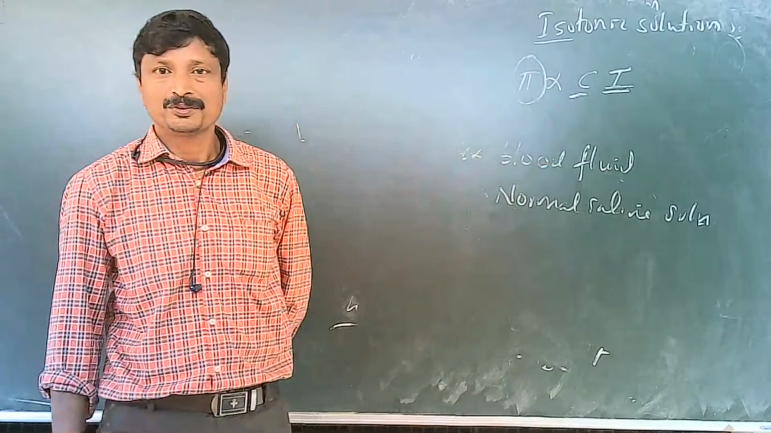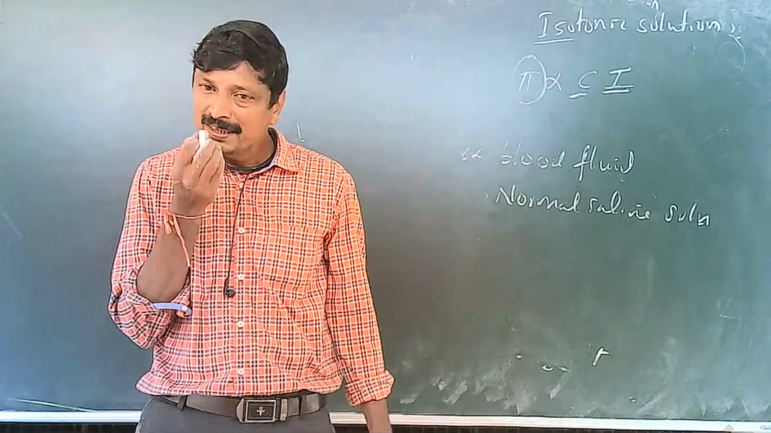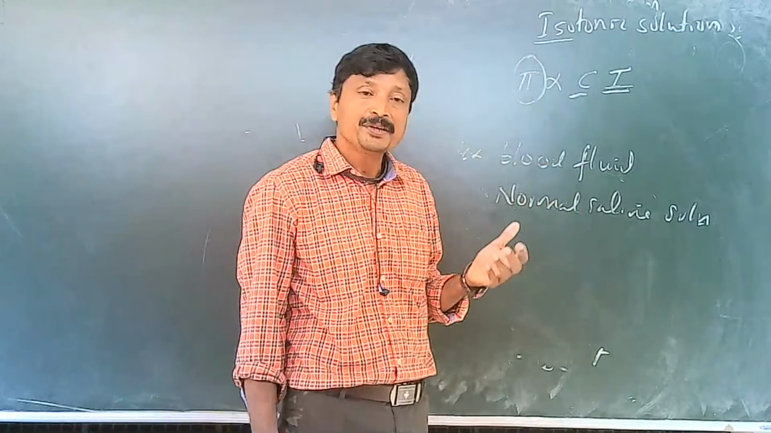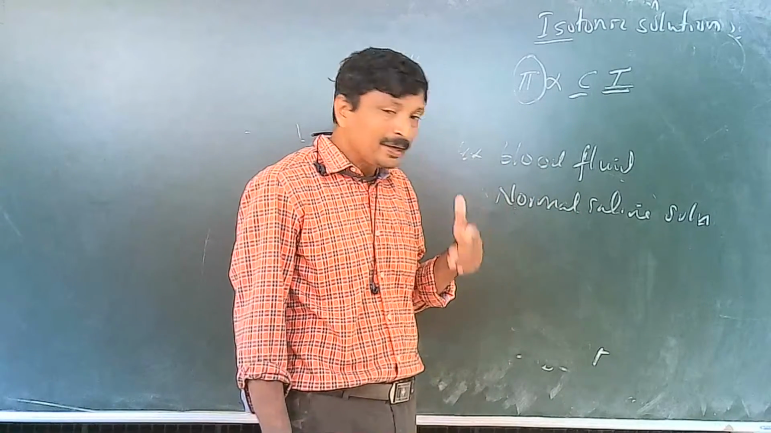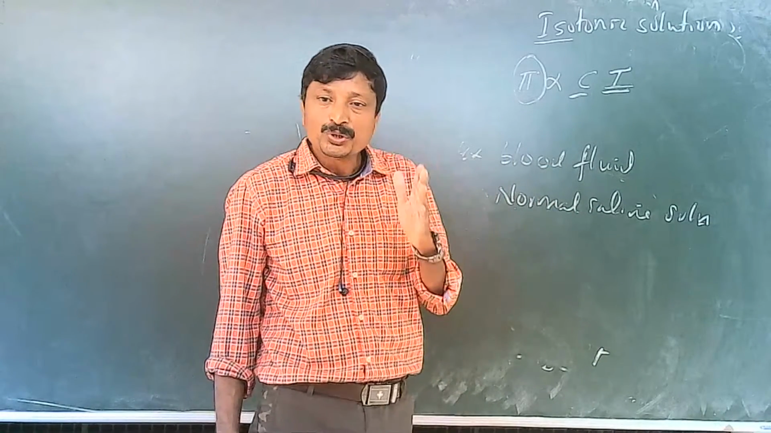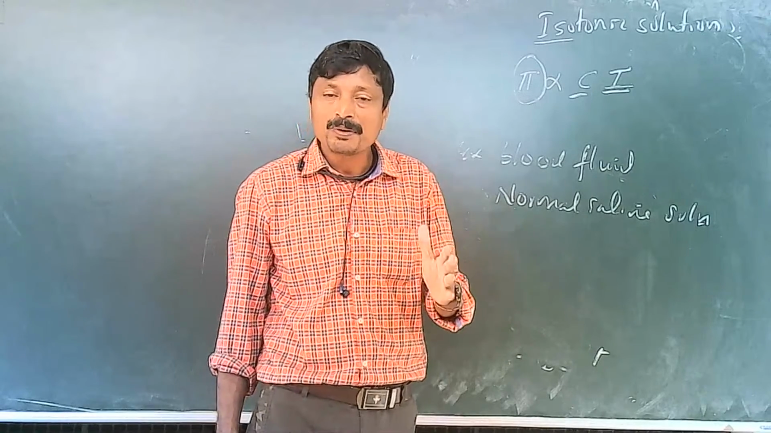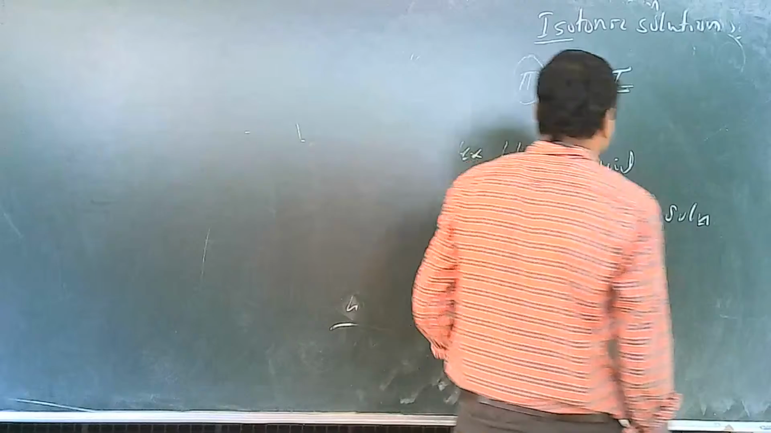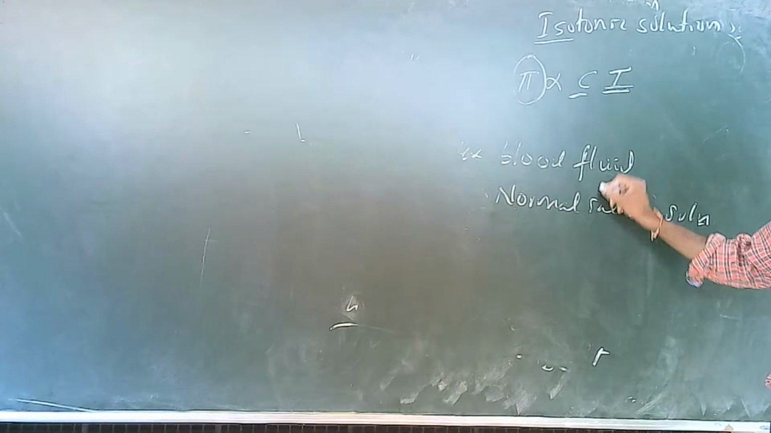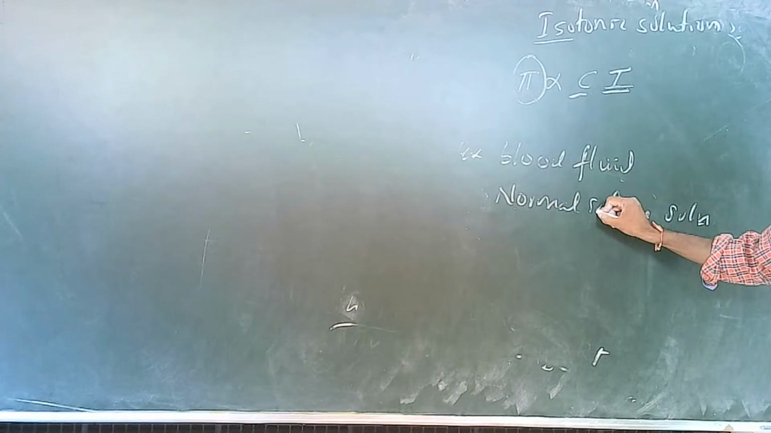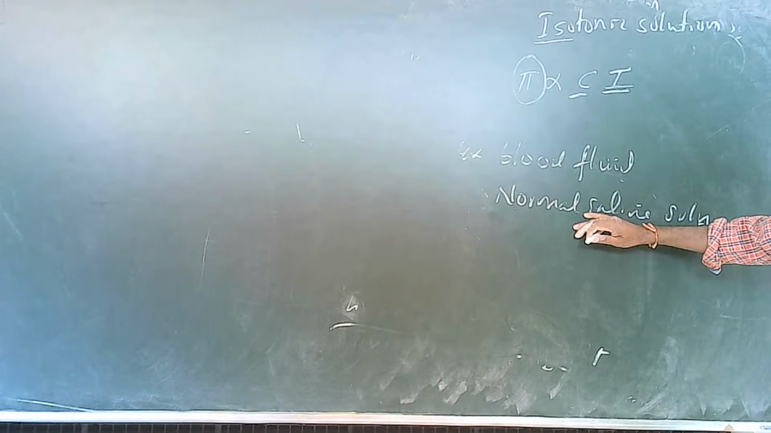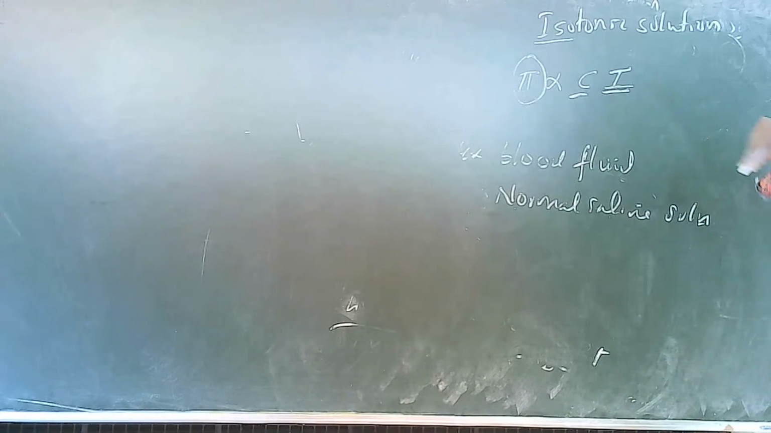In an injection, you might have noticed, the injection is given with a normal saline solution. Why is it so? In the internal nervous system, there should not be any osmosis occurring, because these two are isotonic. They have the same osmotic pressure.